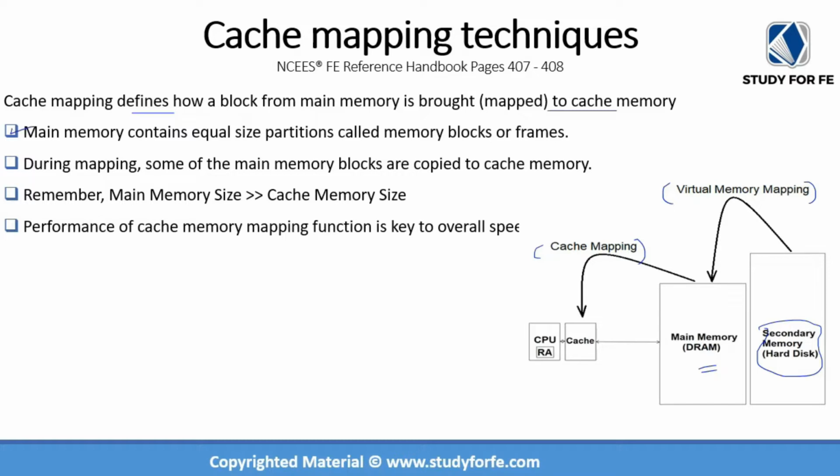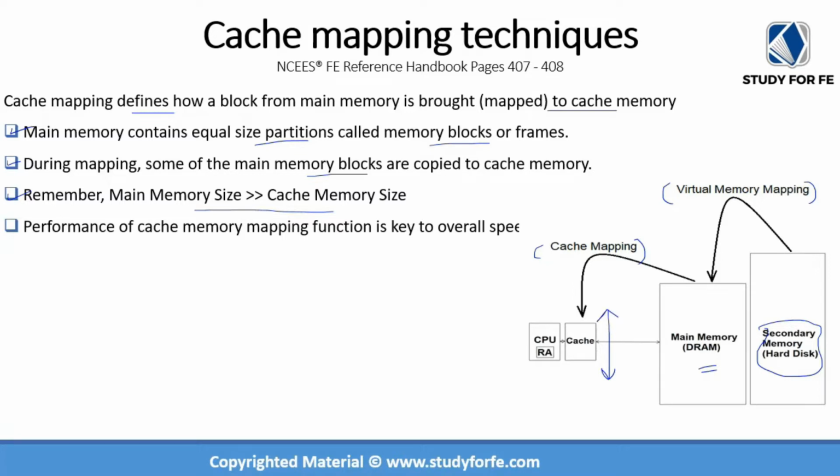Now we know that the main memory contains equal size partitions, which are called memory blocks or memory frames. During the process of mapping, some of the main memory blocks are copied to the cache memory. Not all the blocks are copied, and the reason for that is that the main memory is much larger than the cache memory. If you remember from the previous lecture, as the size of the memory goes up, the speed decreases.